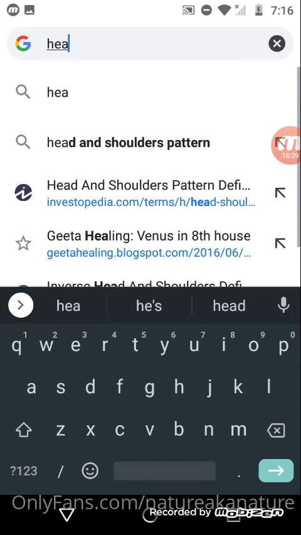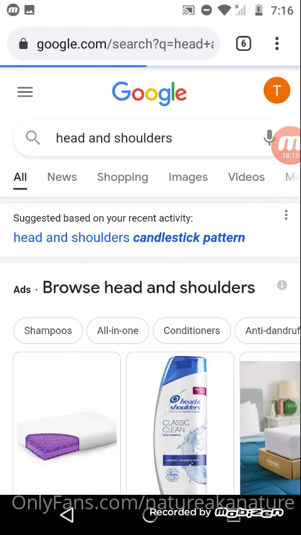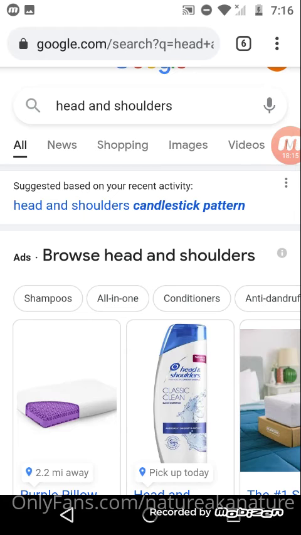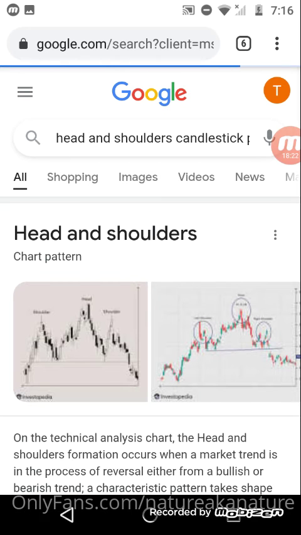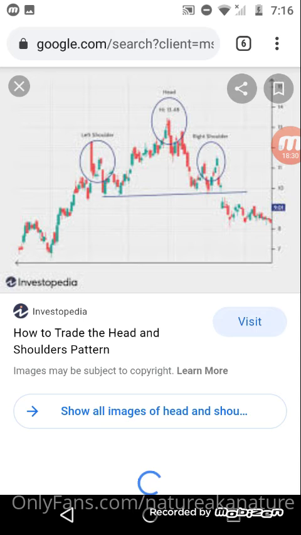So how do you read this? You've got the shoulder, then it drops down. Then it makes the head, then it drops down. And then it makes another shoulder and drops down. So that's the shoulder, head, shoulder. This is a head and shoulders triple stick pattern.